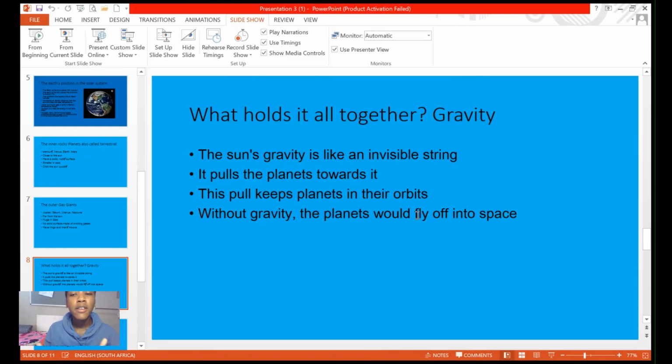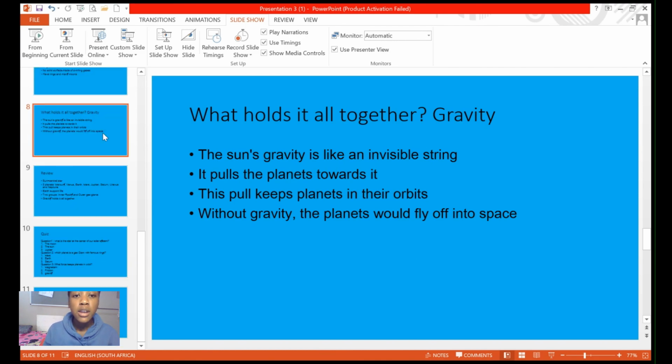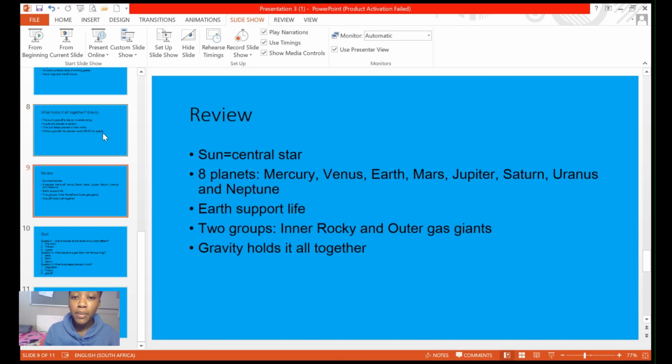Okay, we have an invisible force called gravity that holds planets in place. The sun's gravity is like an invisible string. It pulls the planets towards it. This pull also keeps planets in their orbits. Without this gravity, the planets would fly off into space. Okay, now we are done with gravity.